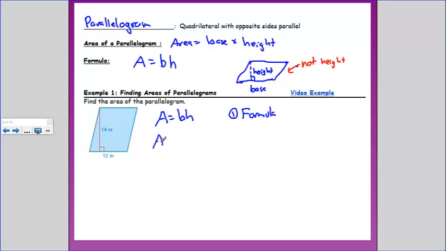Next step is to replace the variables with the ones we know. We don't know the area, but we know the base is 12. And the height, I'll use parentheses, is 14 because it's got to be straight up and down, which is what they give you. I'll write replace known variable.